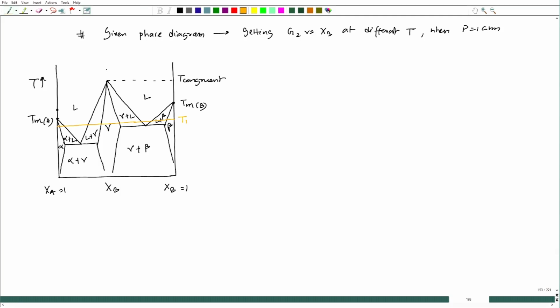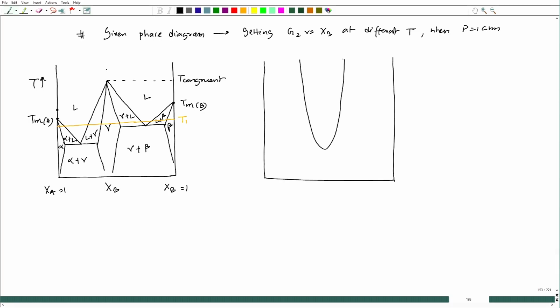Now, since gamma is a congruent phase and it has the highest melting point in the phase diagram, that means as per our understanding, gamma would have a very, very high negative delta H mix value. So, if I try to draw the corresponding free energy composition diagram at T1, I can draw it like this. Let us say gamma, let me draw a steep downward plot. Let us say this is gamma, G2 of gamma.